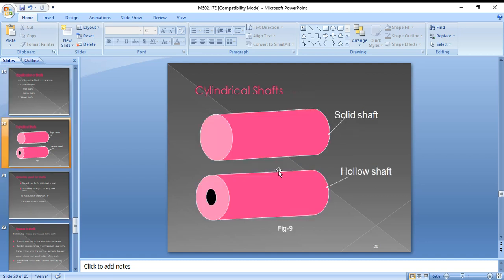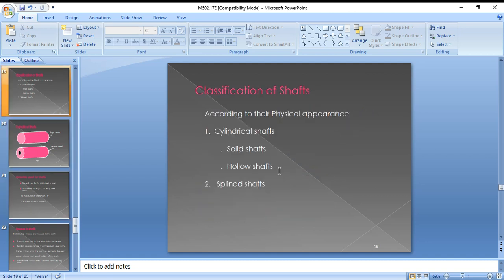Here a spline shaft is one which has slots on the shaft itself to accommodate either gears or pulleys. So the spline shaft consists of these slots around it. This is a spline shaft.